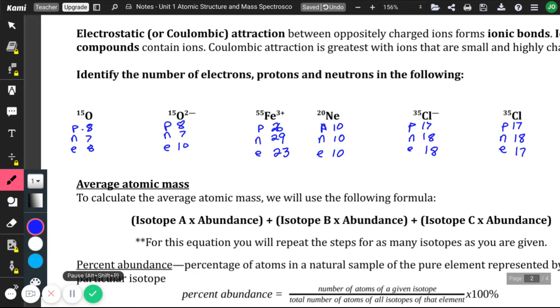You got 8, 7, 8 for the first one for protons, neutrons, electrons, then 8, 7, 10, then 26, 29, 23, 10, 10, 10, 17, 18, 18, and 17, 18, 17. Okay, so that would be all of those so that you could identify your number of electrons, protons, and neutrons that each of these substances have.